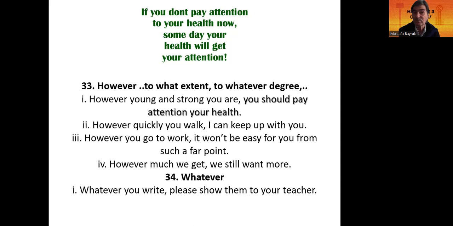Whatever you write, please show them to your teacher. No matter what you write, please show them to your teacher, or whatever, just what you write, the thing you write, okay? The thing you write, please show them to your teacher.